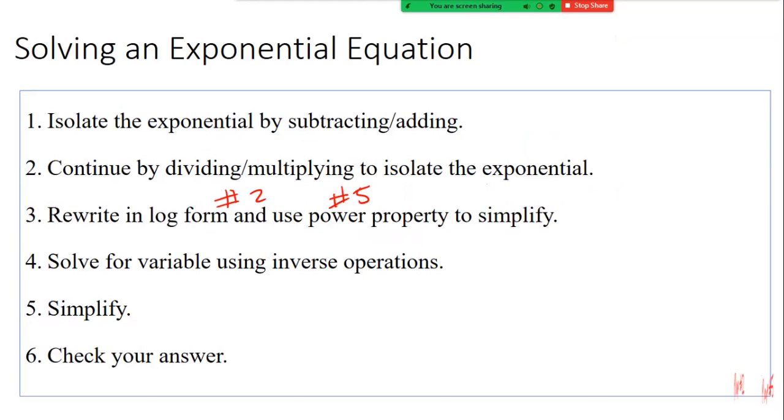And then we're going to solve for the variable using inverse operations. So we're like, what is x? And then we're going to simplify and then check our answers. Okay. Remember, when you're checking your answers, it's best to use the exact value.